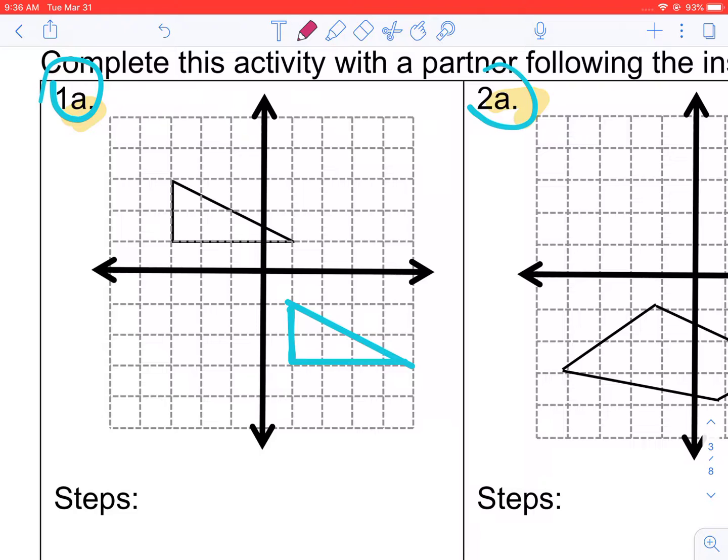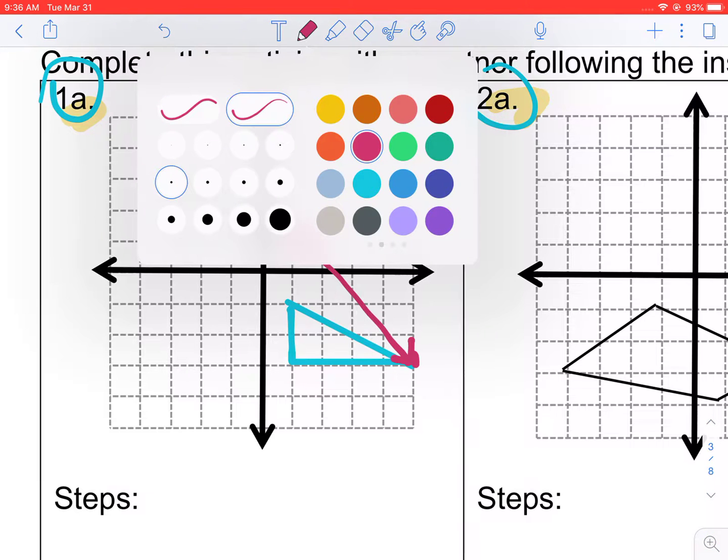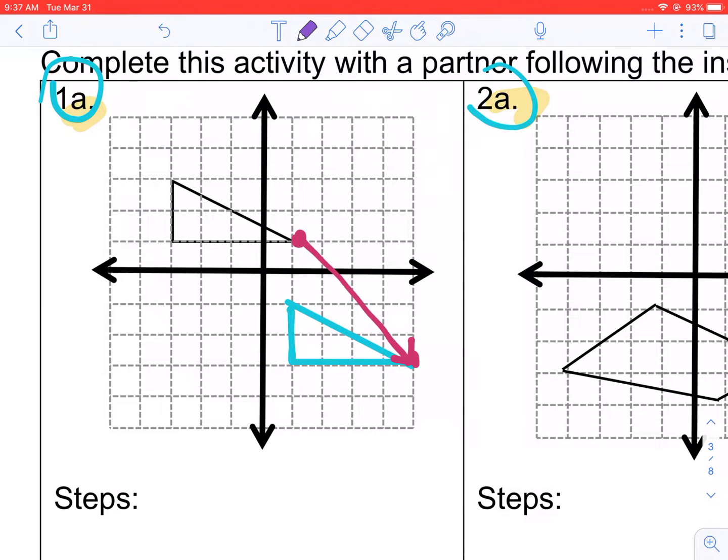So how can I make this point go from here to here? This is your translation, your vector. So let me change to a different color. What we're doing here is moving horizontally 1, 2, 3, 4. So we're moving 4 units to the right. It is positive when you move to the right, and because this is horizontal, we're talking about x. Then we're going to move 1, 2, 3, 4 units down. That means down is negative. And if it is a vertical movement, we're talking about y.